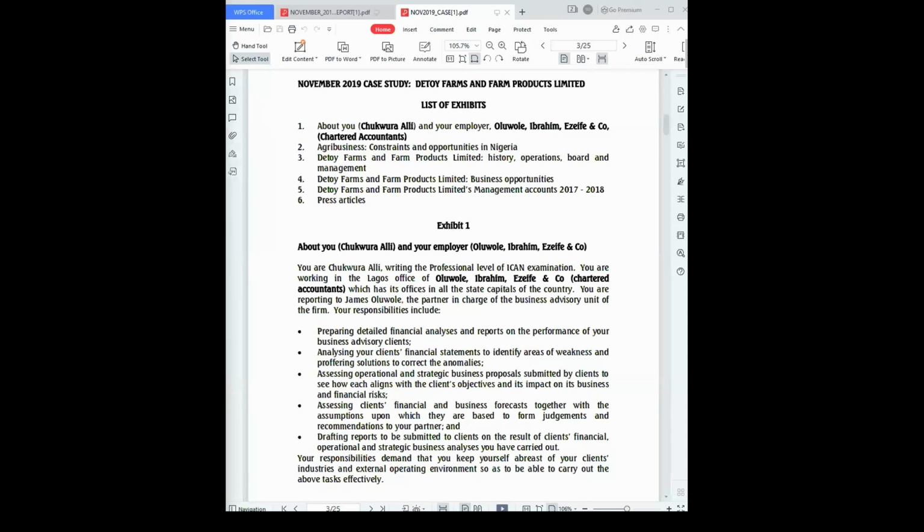Hello. Number one, the responsibility one says prepare detailed financial analysis and reports on the performance of your business advisory clients. So it's more like, from what you taught us last class, using financial ratios to analyze the performance of the business, and then you write a report based on the outcome of the ratios used in the analysis to the management.